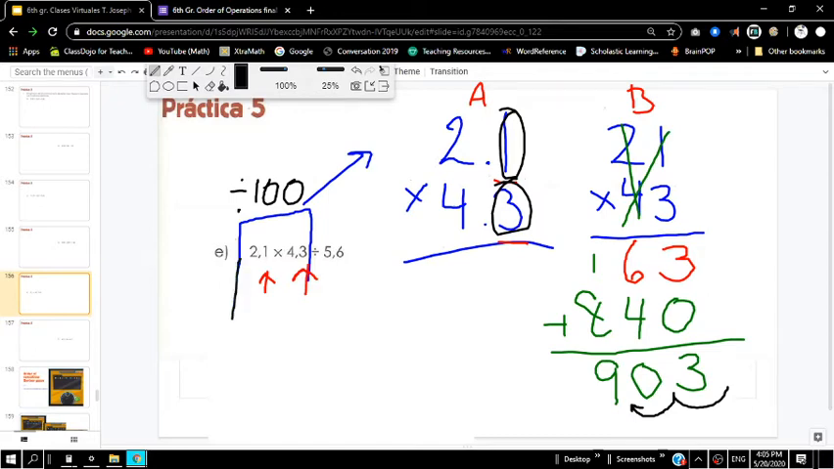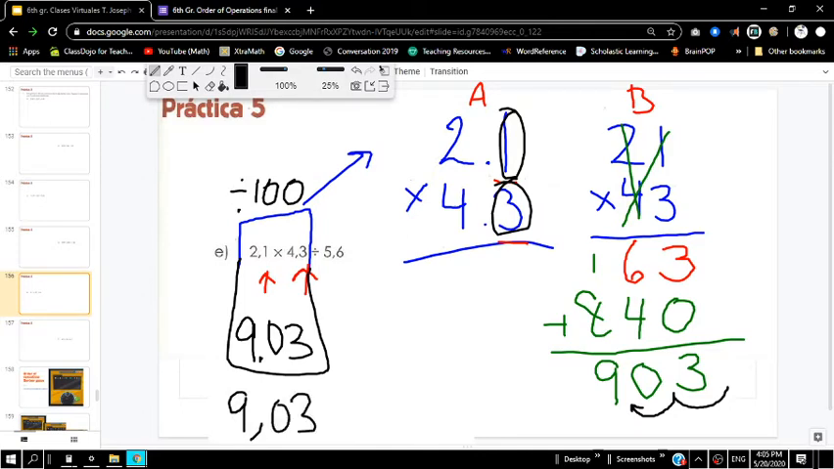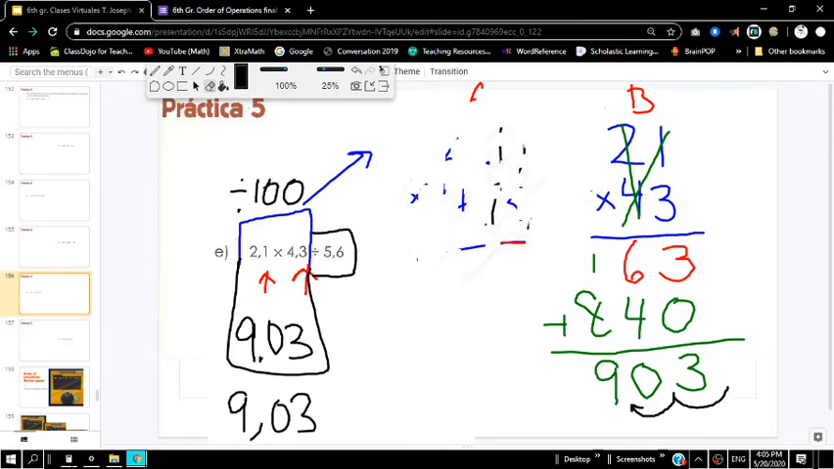So the answer to this part of the problem ends up being 9.03. Okay, again in Maximo, they would represent that as 9,03. It's the same thing. It's used for the same purpose. But I'm not done. I need to now do my second part of the problem, which is division. Okay, I'm going to erase a couple of things on the board just so you can see that. Okay, I'm going to do my second step, which is division.